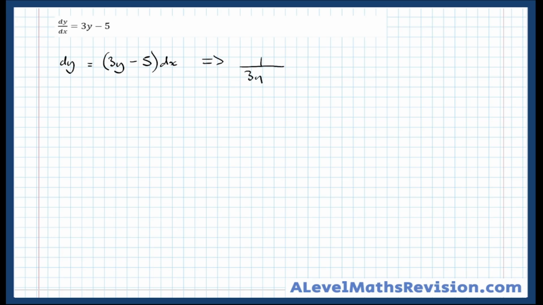So 1 over 3y minus 5 dy equals just dx on its own. And when it's just dx on its own, what I like to do is write a 1 next to it, because when I integrate, it helps me to realise that it's the integral of 1 dx. So now we've separated the variables and got everything on the correct side. Let's do the integration now. So the integral of 1 over 3y minus 5 dy equals the integral of 1 dx.